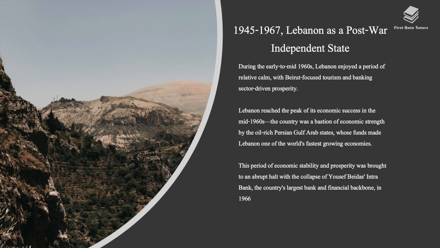During the early to mid-60s, Lebanon enjoyed a period of relative calm, with Beirut-focused tourism and banking sector-driven prosperity. Lebanon reached the peak of its economic success in the mid-60s. The country was a bastion of economic strength, backed by the oil-rich Persian Gulf Arab states, whose funds made Lebanon one of the world's fastest-growing economies. This period of economic stability and prosperity was brought to an abrupt halt with the collapse of Youssef Beidas's Intra Bank, the country's largest bank and financial backbone, in 1966.